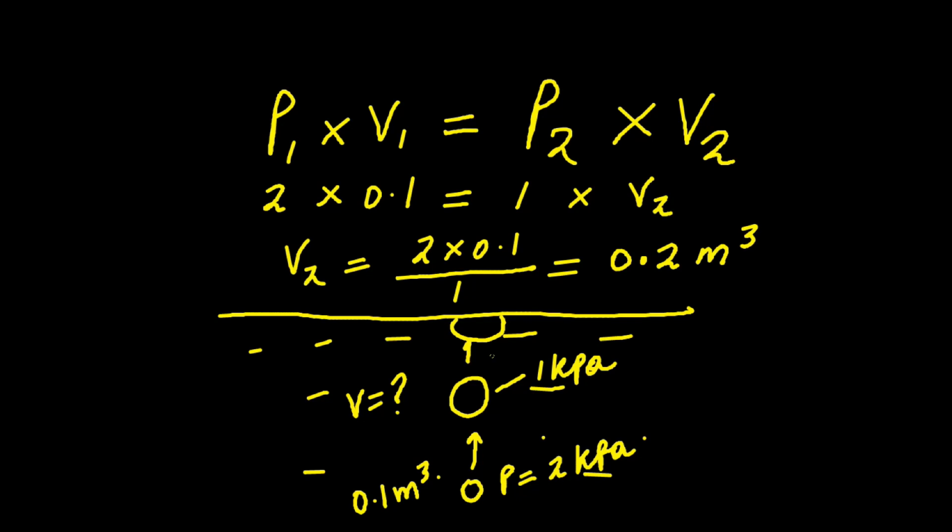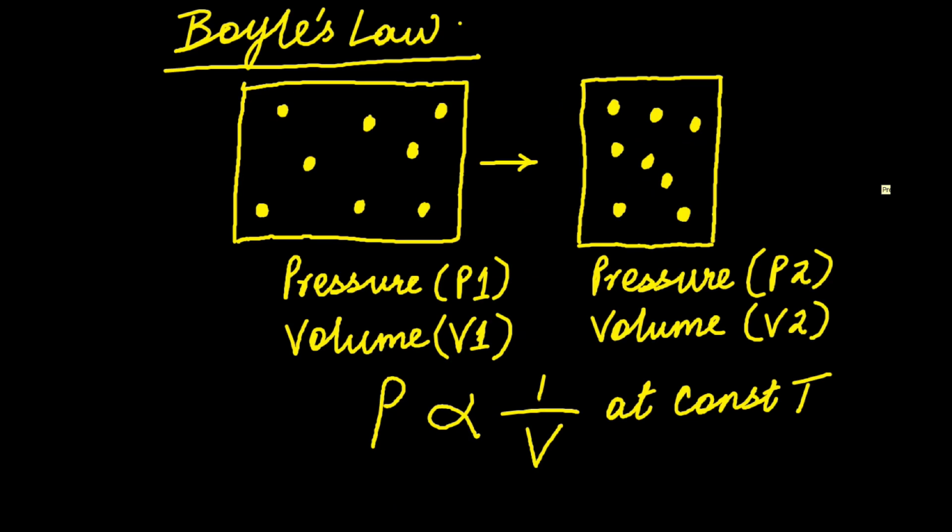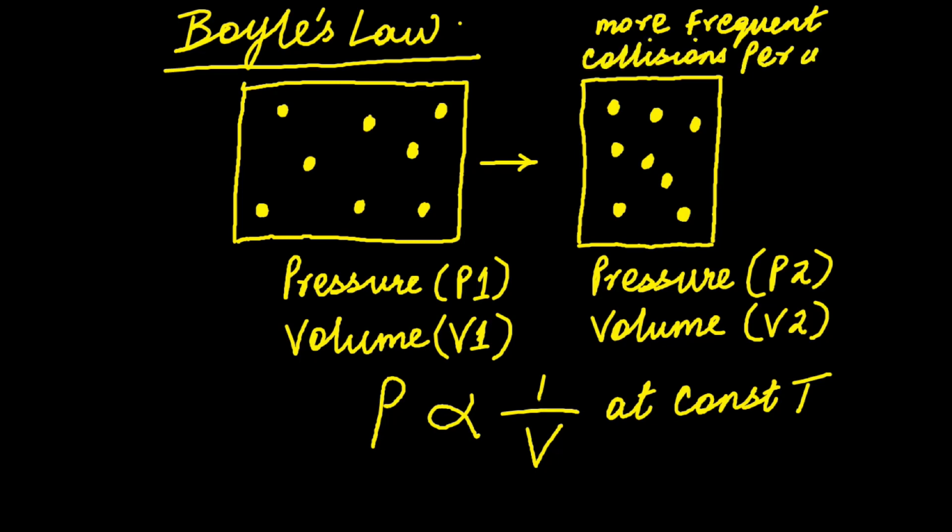Can you understand this? Now let me come back to the previous explanation. Why is the pressure higher here? It's because there are more frequent collisions per unit area of the container. That's why pressure increases, because more molecules are bombarding each unit area of the container, so the pressure increases, and that's because the molecules are more closely packed, not because they have higher kinetic energy. Remember, because temperature is constant. Can you understand what's happening in Boyle's law? Clear?